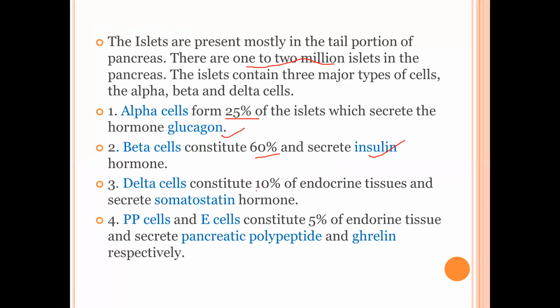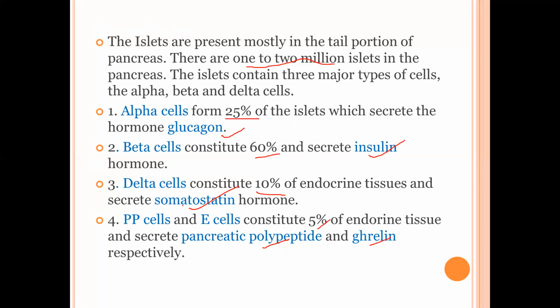Delta cells, 10%, they produce a hormone called somatostatin. Next, pp cells and E cells constitute only 5%, and pp cells produce pancreatic polypeptide, and E cells produce ghrelin. And we'll see one by one what these hormones do in our body. So these hormones, the glucagon and insulin, act antagonistic to each other. One is meant for increasing the glucose levels, other is meant for decreasing the glucose levels.